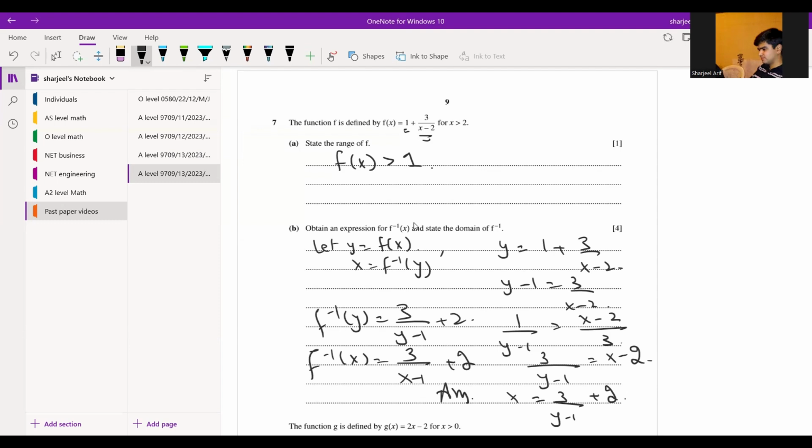And we have to find the domain. So domain of the main function is equal to range of the inverse function, and range of the inverse function will be equal to domain of the main function. So in this case, we have range of main function, f of x, greater than 1. So domain of inverse function would be x is greater than 1.